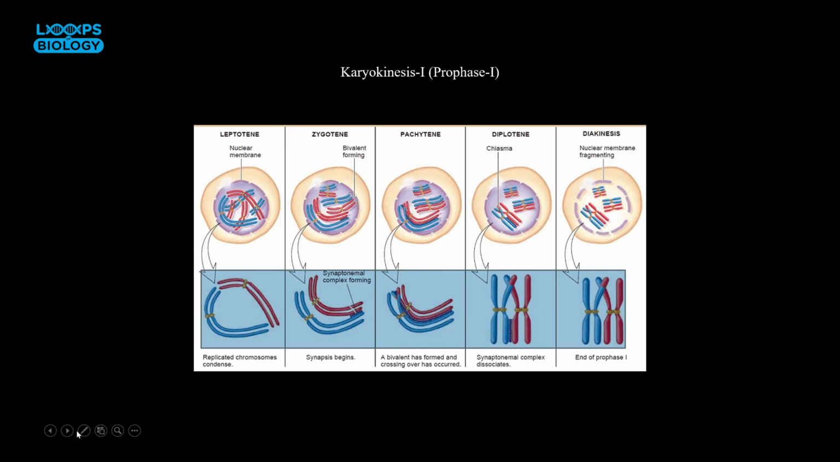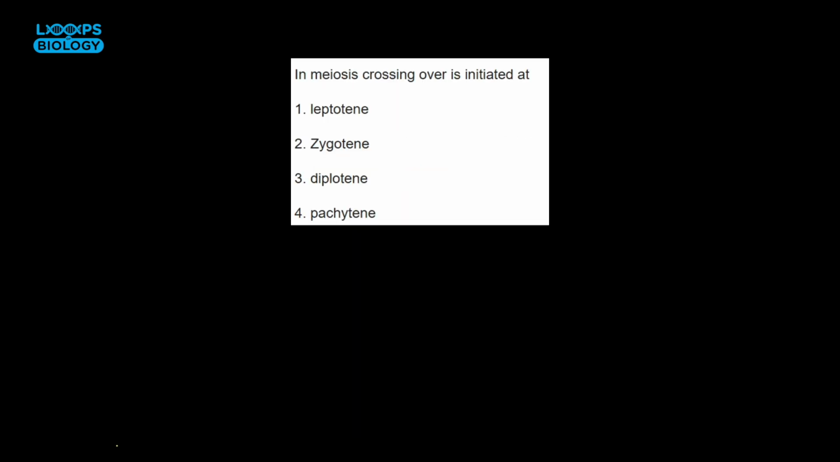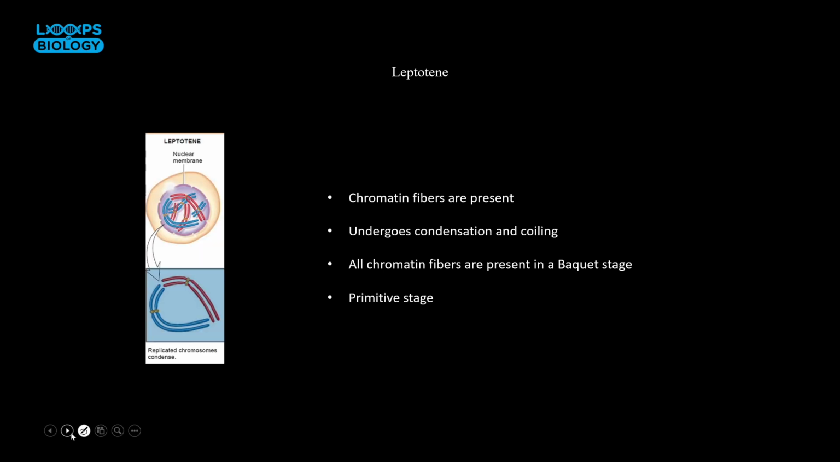Let's move to meiosis 1 with karyokinesis 1. Karyokinesis 1 has its first phase, that is prophase 1, and this prophase comprises 5 different stages. Before that, we will move to your question: in meiosis, crossing over is initiated at which stage? Pachytene. We will see what is going to happen.